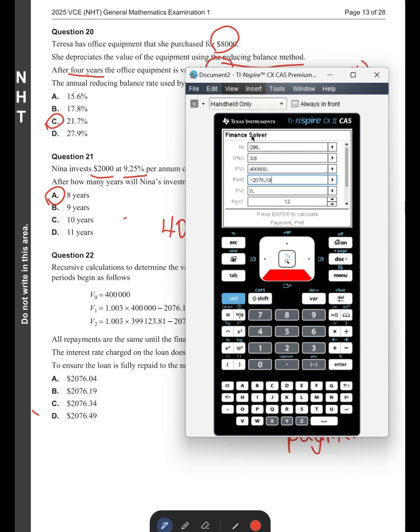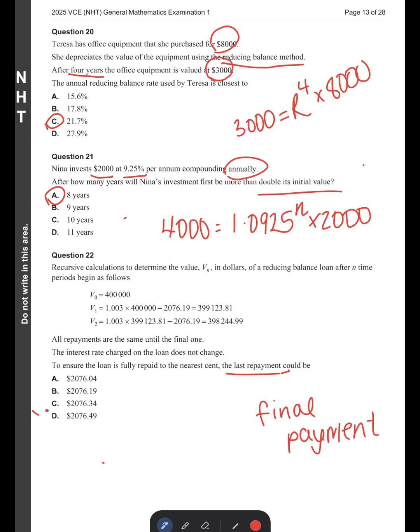So now all I need to do is calculate what my future value will be. So this means that I am 15 cents still owing at the end. So I'm just going to add 15 cents onto my 19. And if I add 15 cents there, it's going to be 34 cents. So 2076.34.